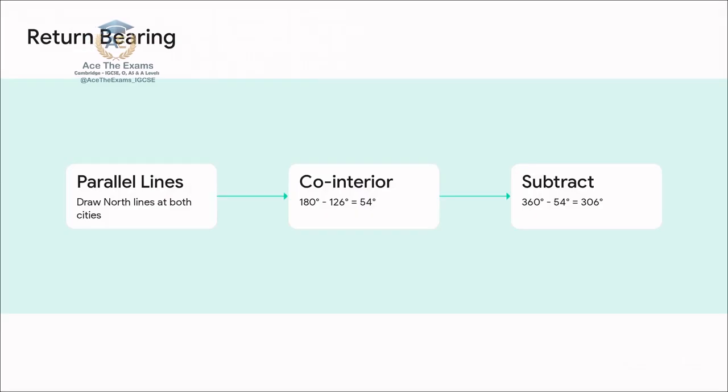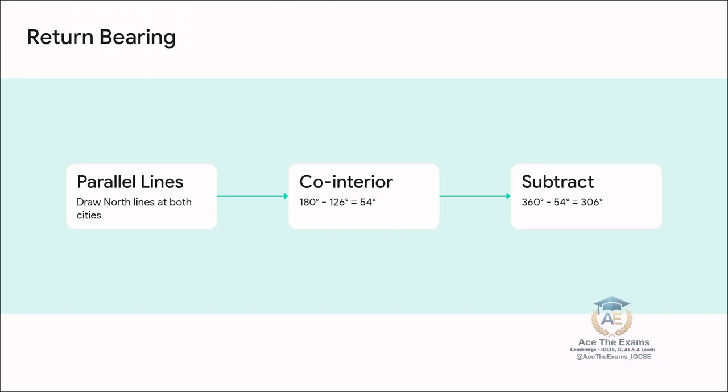You absolutely cannot just do this in your head. You need to sketch it. Step 1, draw parallel vertical north lines at both cities on your page. By doing this, we can use our parallel angle rules. Imagine the straight line connecting London to Zurich acting as a transversal, cutting across those 2 parallel north lines. This allows us to find the co-interior angle inside those parallel lines. Co-interior angles add up to 180 degrees. So 180 degrees minus our 126-degree outbound bearing leaves us with an interior angle of 54 degrees at Zurich.